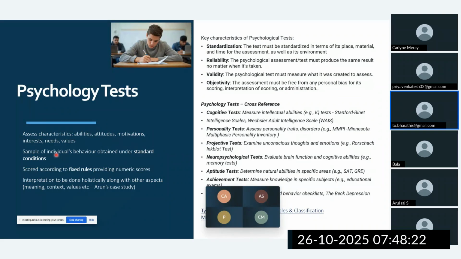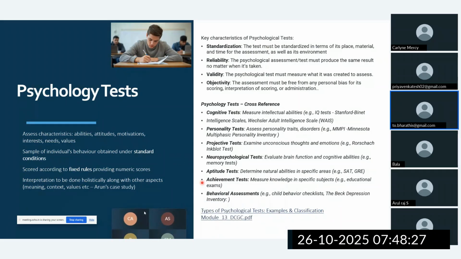As I wanted to reiterate, it is very diversified. There are so many tests available, and whatever I'm showing is a sample. It is going to cover abilities, attitudes, motivations, performance, needs, interest, everything. If something is going to assess me, how should these psychology tests be designed? When I pick a particular test for an individual as a psychologist, I need to ensure it is standardized, that people are using it, and that it is reliable. It should give the same results.